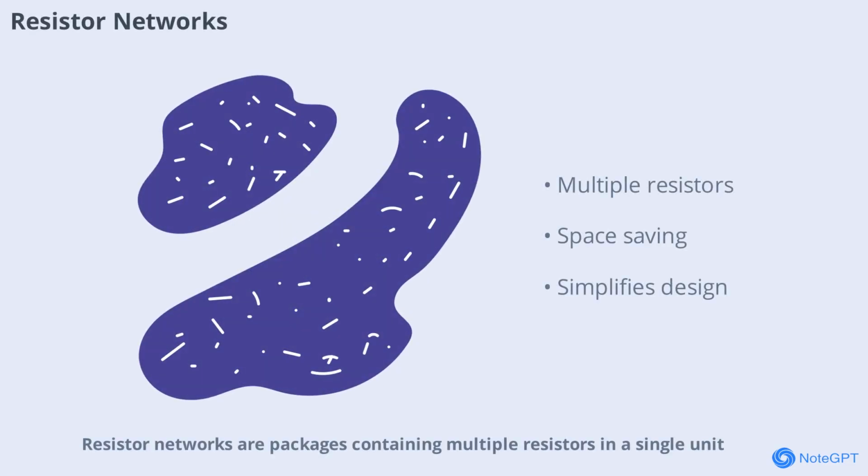Resistor networks are packages containing multiple resistors in a single unit. They are used to save space and simplify circuit design, especially in digital electronics. These networks can be configured in various ways, such as arrays or ladders, to meet specific circuit requirements.